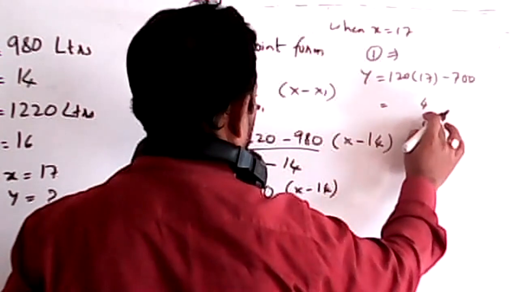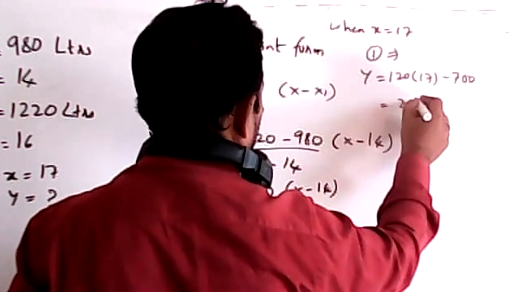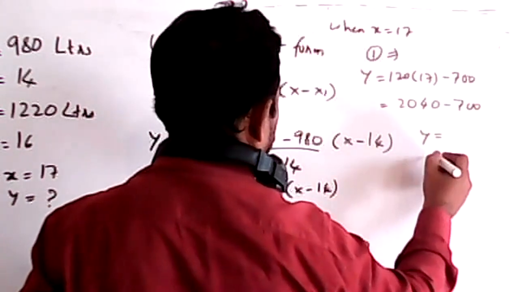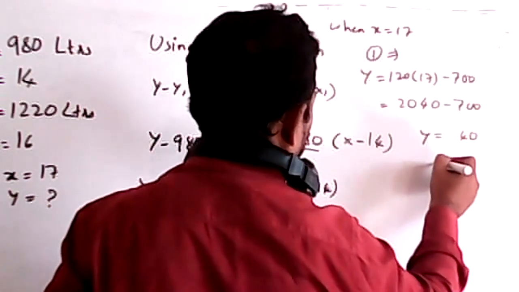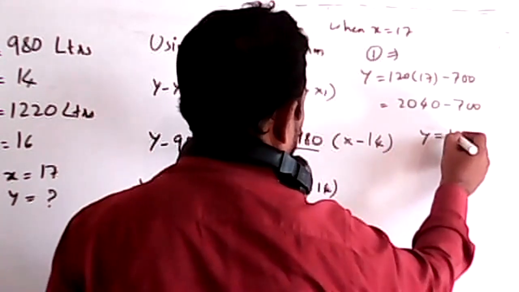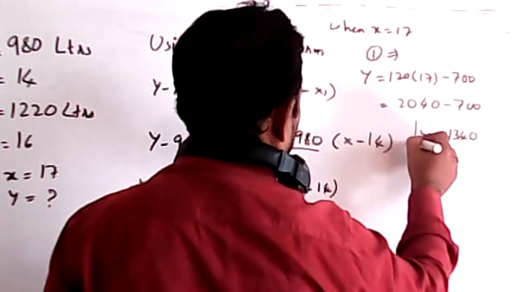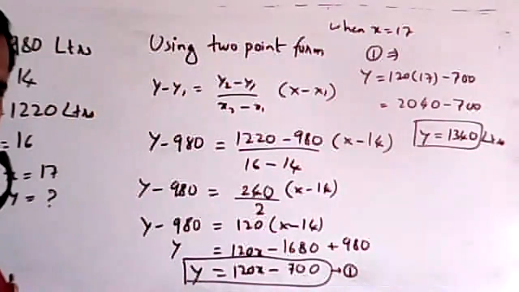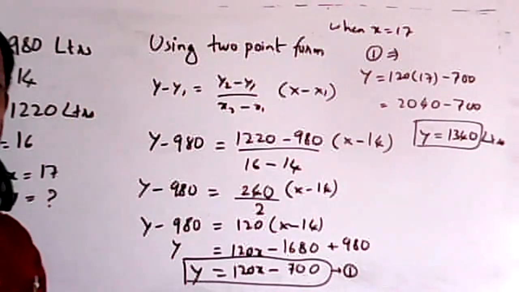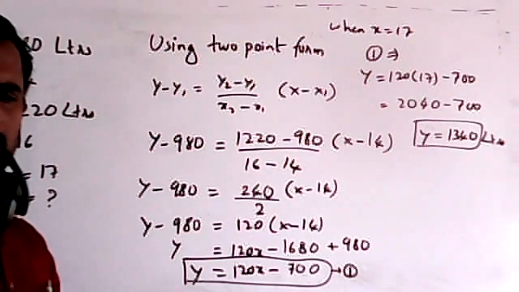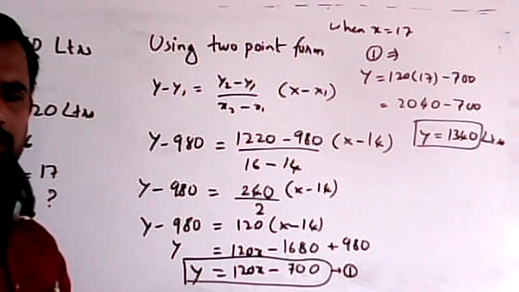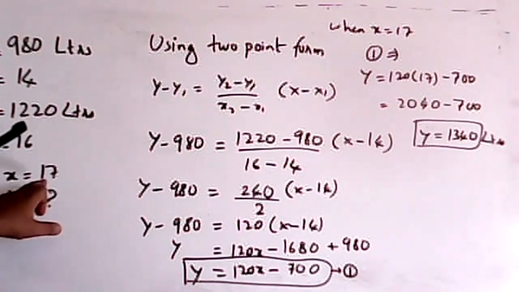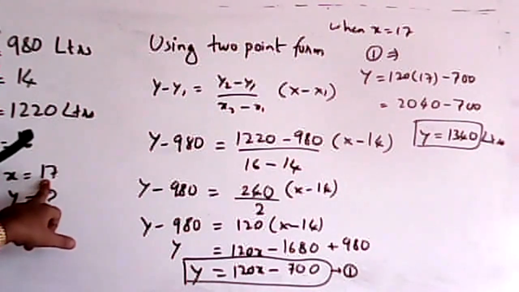What could be the y answer here? It comes to 1340. Y is in liters, it is this much of liters of milk. It is not the price I'm asking. Price or liter? The price is 17 rupees per liter.